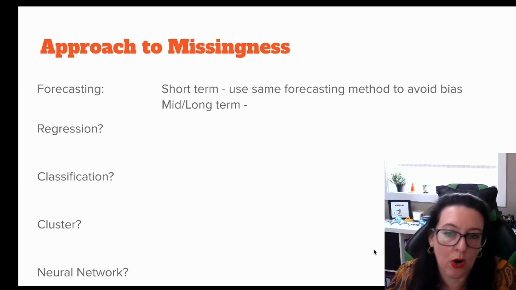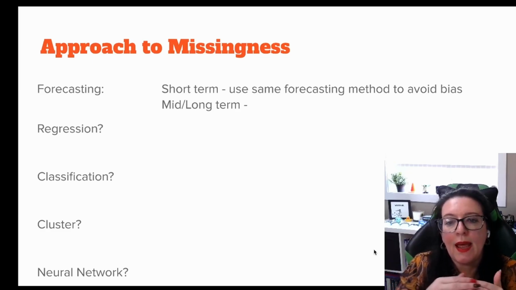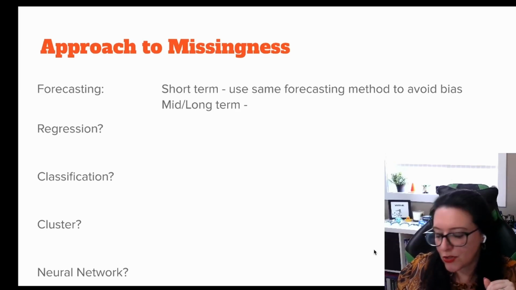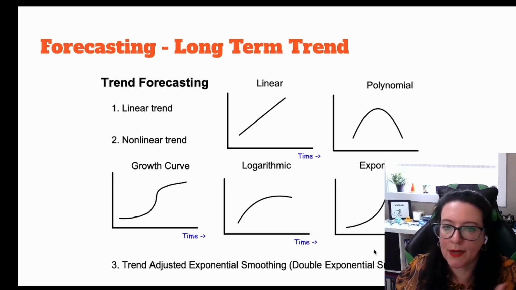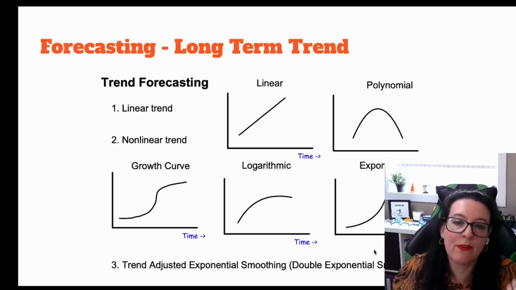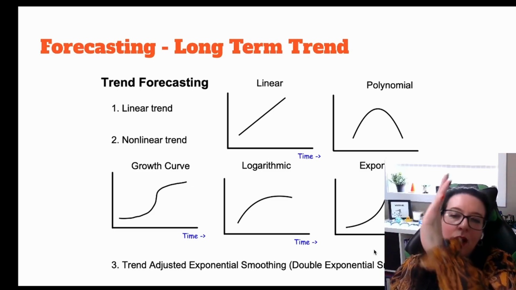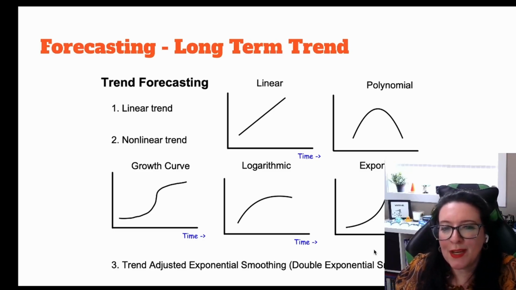So a SARIMA or ARIMA model, a Prophet model, or maybe we're simply doing just a line of best fit for a long-term trend. When it comes to long-term trends, you can have a linear one. Over time, the number goes up, or over time, the number goes down. Or you can have a polynomial. Polynomials of degree 2 go up and then down, or down and up, so it looks like a U. There are also growth curves, logarithmic curves, exponential curves. We go into all these in a bunch of different videos.